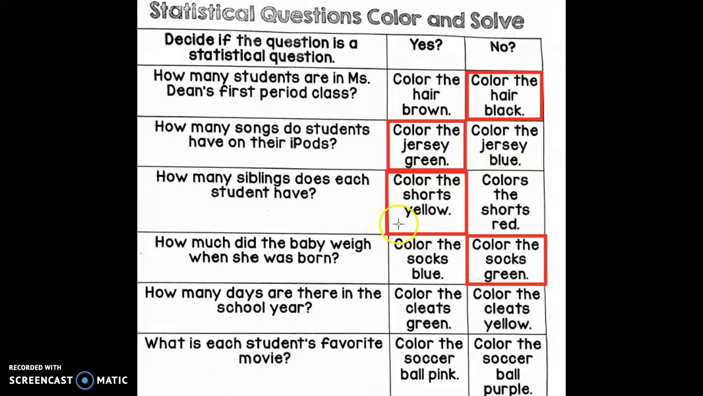So that's how we do this. Think about each question. How many days are there in the school year? And think, is there only one answer for that, or is there multiple answers? It's pretty easy once you get the hang of it and really think about the questions. If you're confused, read it again and think. Try to see if you can find the answer. If there's only one answer possible, then guess what? It's not statistical. All right. That was our help for today.